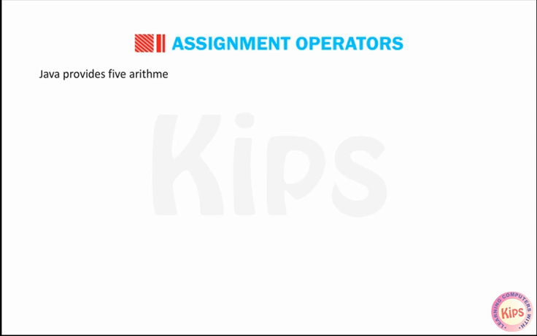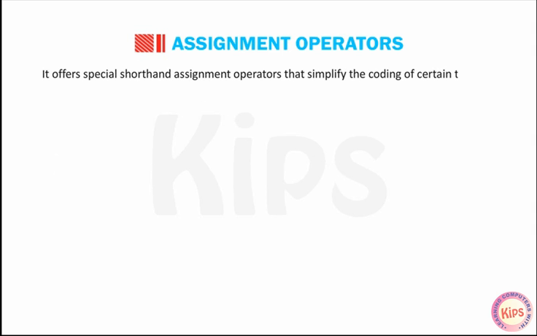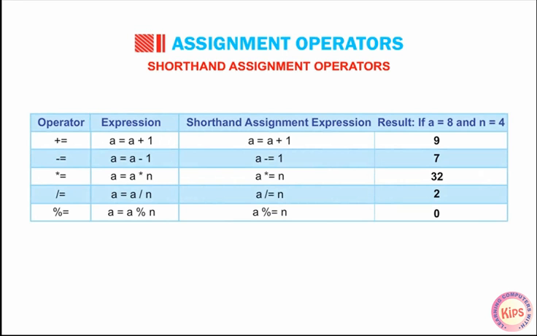Java provides 5 arithmetic assignment operators which are used for all the arithmetic and binary operators. It offers special shorthand assignment operators that simplify the coding of certain types of assignment statements. Shorthand assignment operators.